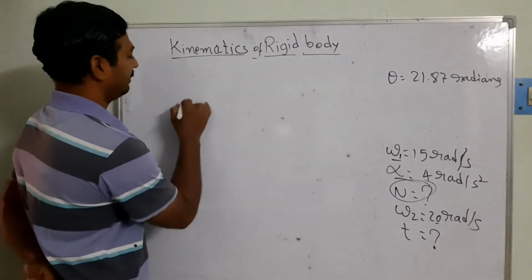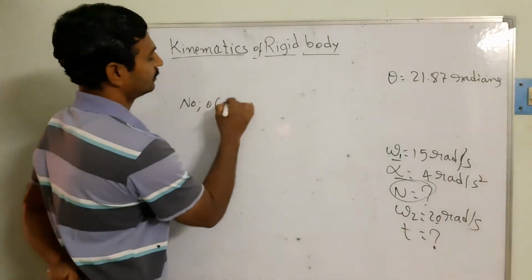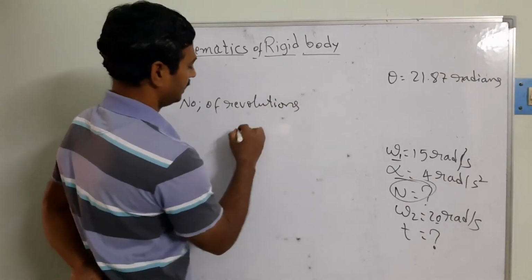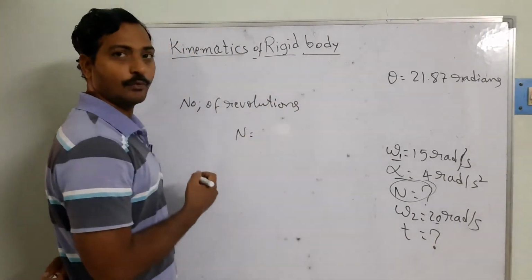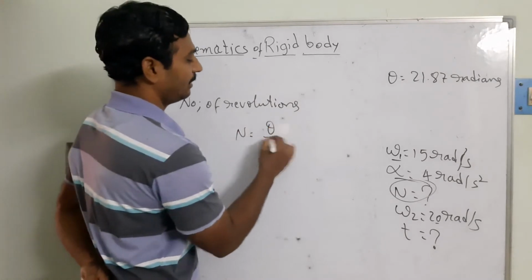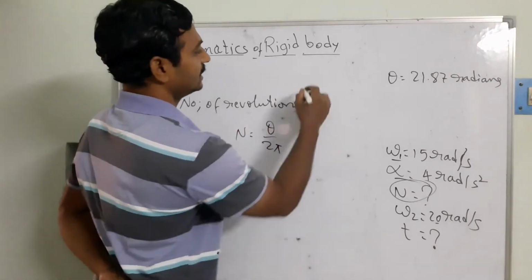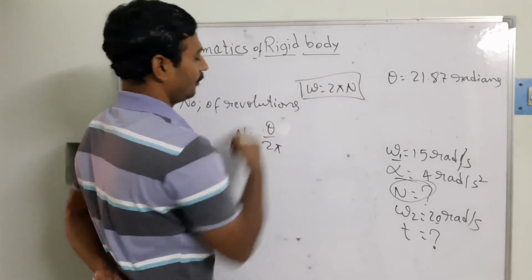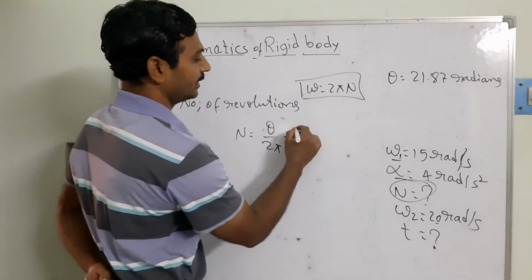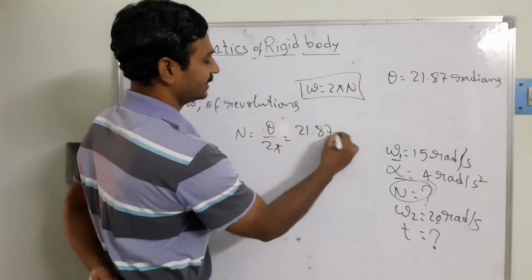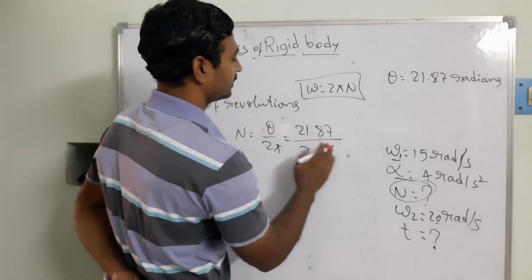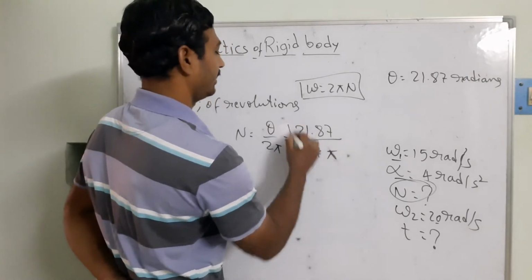So then the number of revolutions n is equal to, what is the formula we have? That's going to be theta by 2 pi. So this we got, omega is equal to 2 pi n, after the integration. So I am substituting here 21.87 by 2 into pi, which is equal to 3 point something, that I am going to write here.